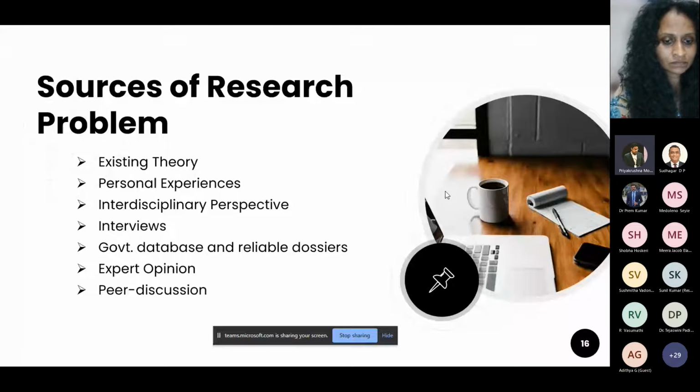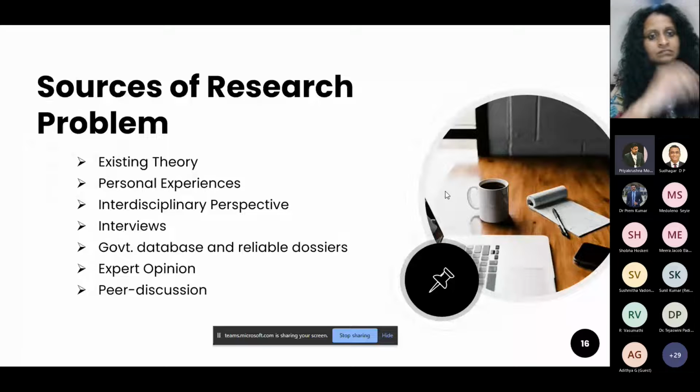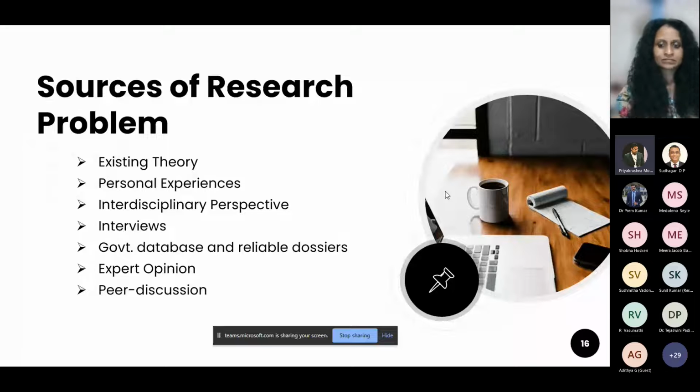Okay. So existing theory is something that should be the base of your research, because as I discussed in the last slide, it should be grounded in theory. Now, in order to know a good research problem, you have to go back to the theory. Suppose I give you an example.